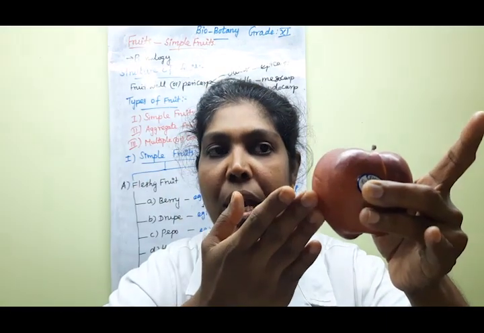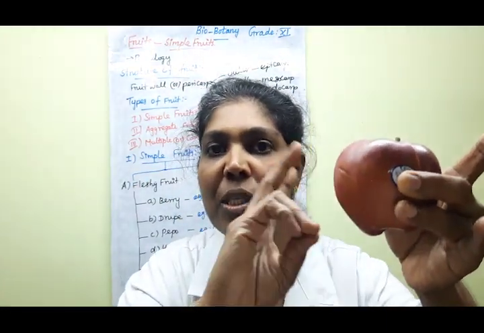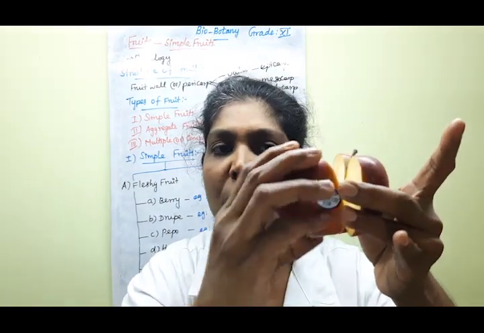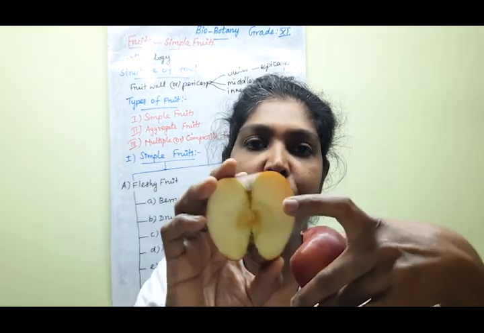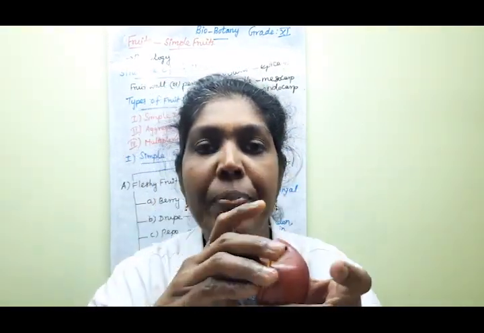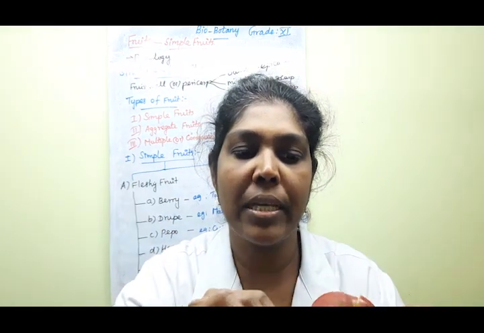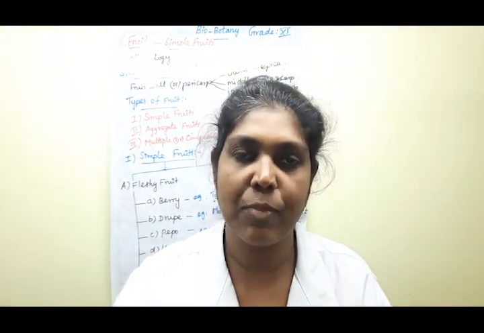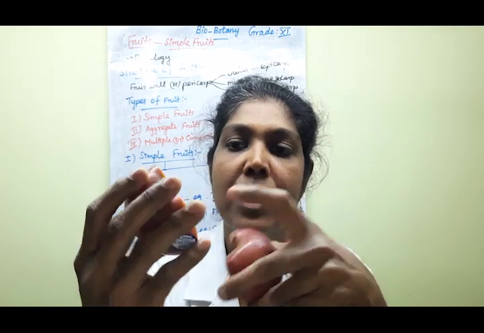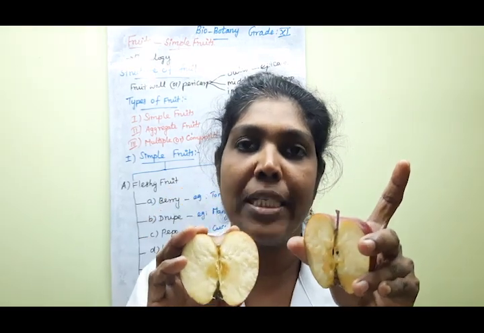So here, if you look, the pericarp is differentiated into three parts. The outer skinny layer is the epicarp. The mesocarp is the fleshy part. Then there is the endocarp, where the seed is, and it is somewhat cartilaginous. Cartilaginous means some partition is present inside this apple. That region is known as the endocarp.